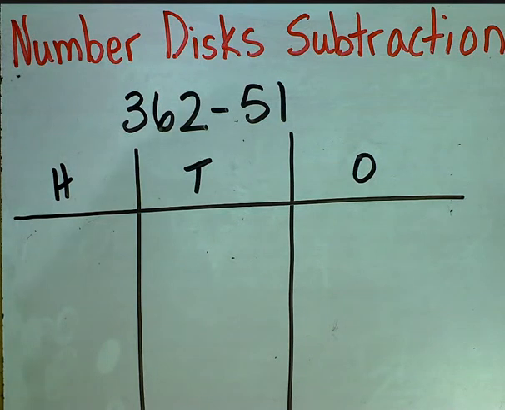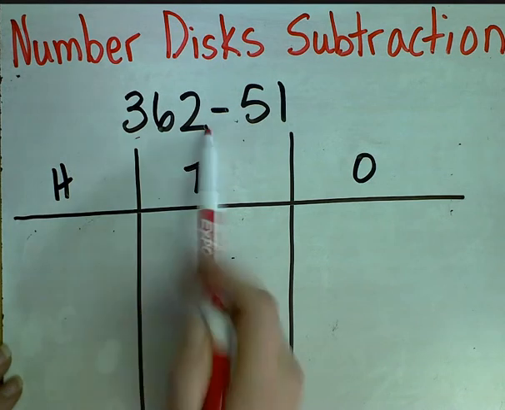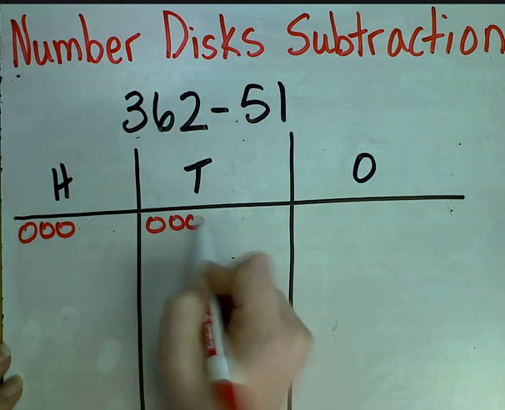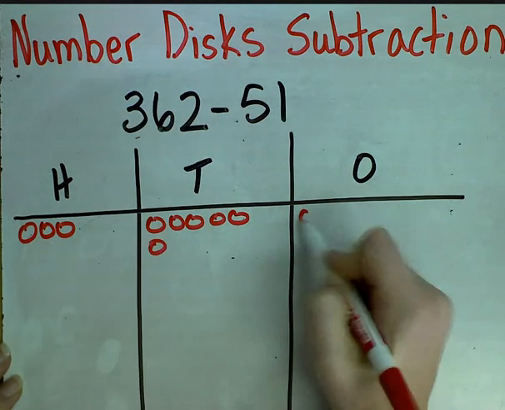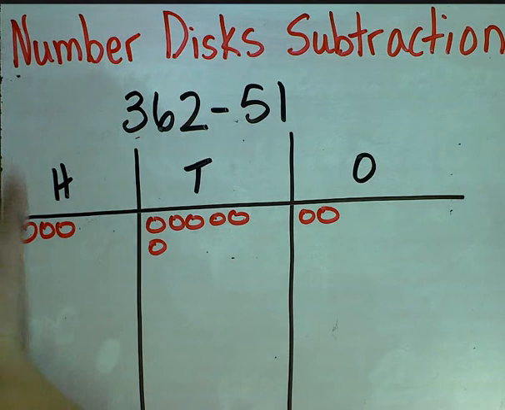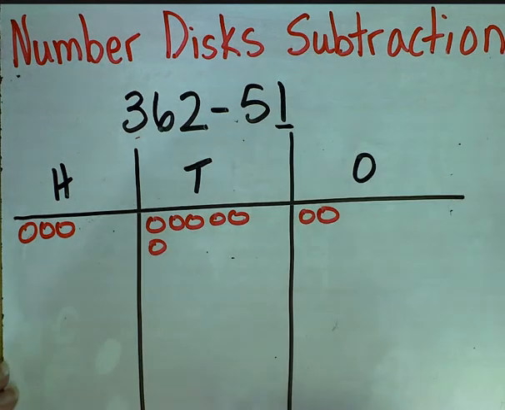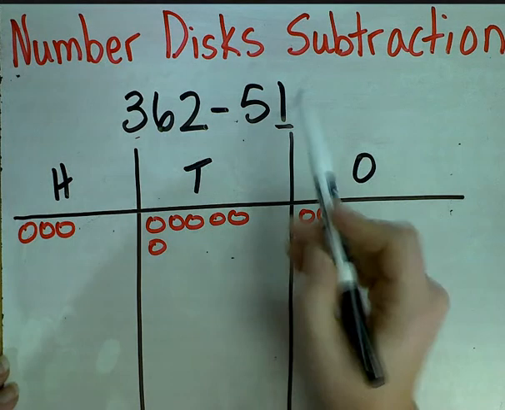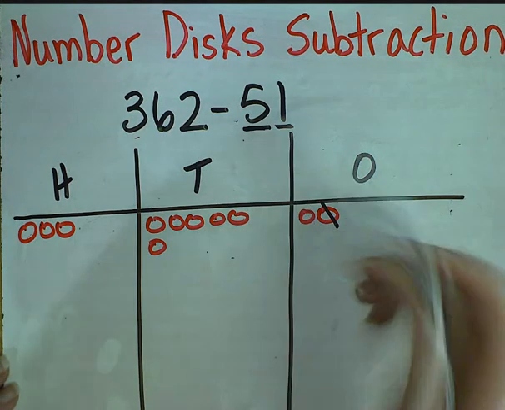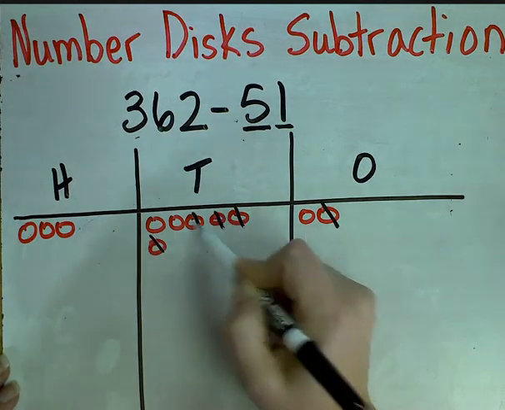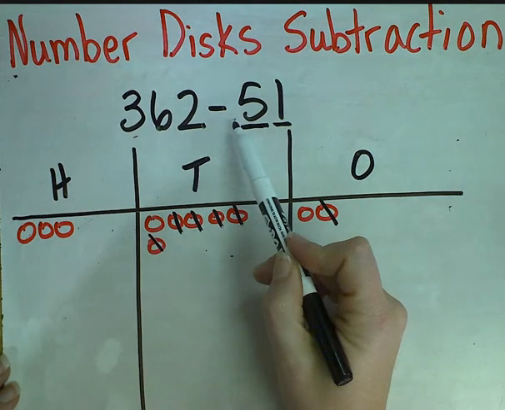So again, I'm looking at 362 is 3 groups of 100, 6 groups of 10, and 2 ones. Now I'm going to be taking away 51, and we want to start again with the ones column. So here I have 1, 1. So I'm just going to cross one of those number discs off. And now I'm going to look at my groups of 10. I have 5 groups of 10, so I'll be taking away 5 groups of 10. 2, 3, 4, 5. And there's no hundreds, so we're left with our 300s.